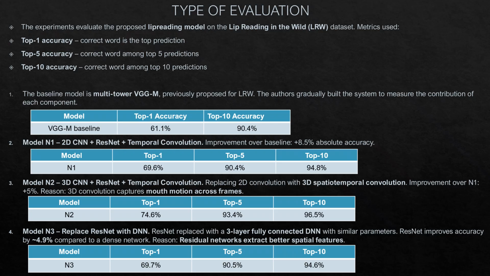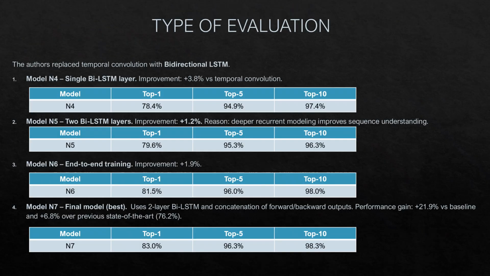The third model replaces the VGG network with the deep residual network. ResNet improves accuracy by 4.9%. The authors replaced temporal convolution with bidirectional LSTM. A single bi-LSTM layer provides an improvement of 3.8%. Two bi-LSTM layers provide an improvement of 1.2% over a single layer. Finally, end-to-end training is done, which provides an improvement of 1.9%.